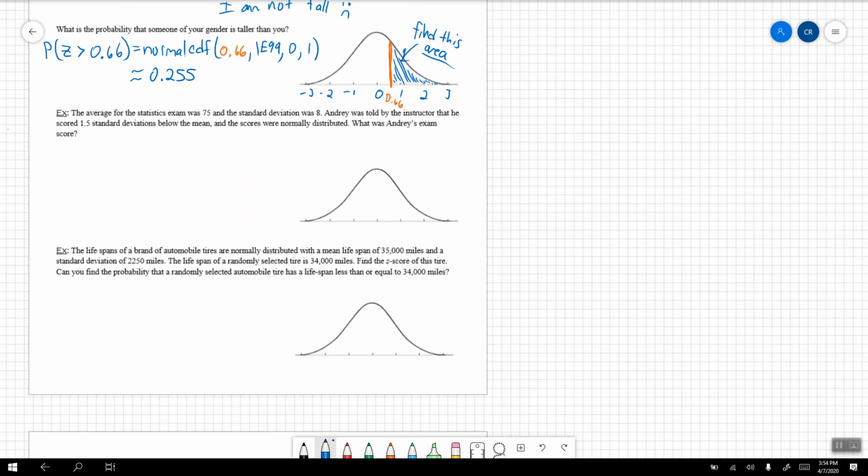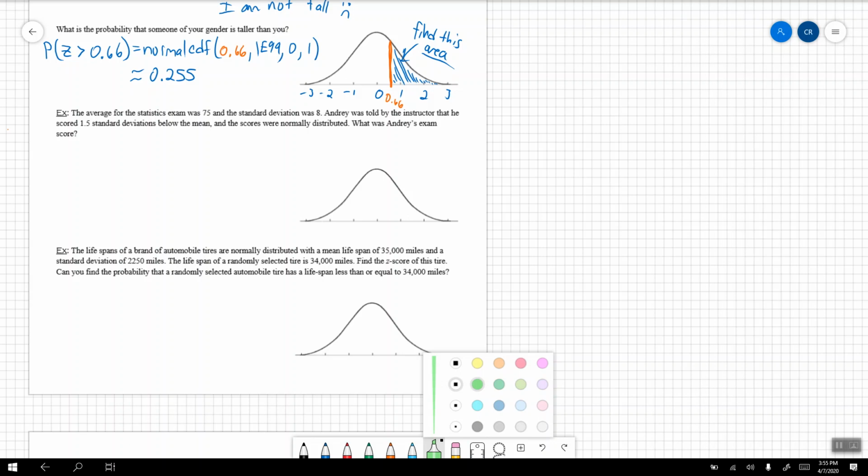All right, so here's this example that says the average for the statistics exam was 75, and the standard deviation was 8. Andre was told by the instructor that he scored 1.5 standard deviations below the mean, and the scores were normally distributed. What was Andre's exam score? All right, so we have a few things to do here. Let's see if we can highlight what we need, what is given, and what's going to be pertinent to us.